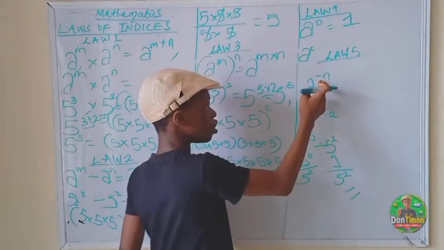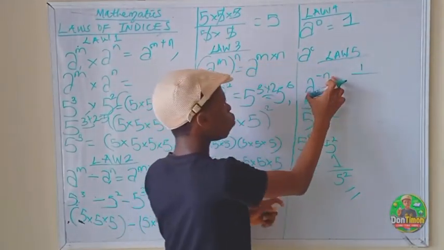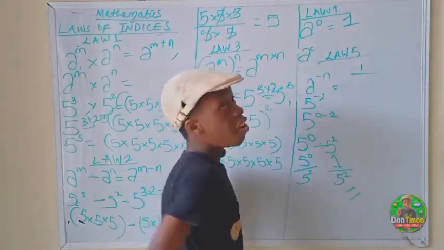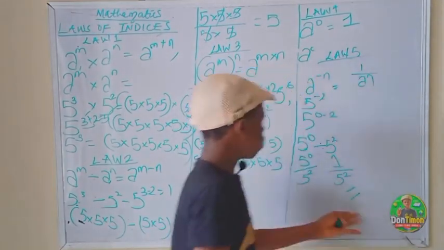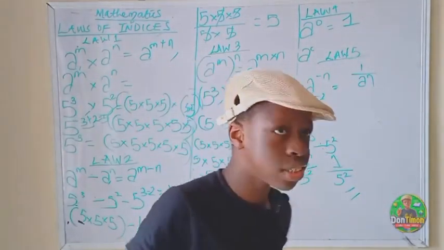The minus here will change to 1 over, and we put what is left at the denominator. You know what is left: a raised to the power of n. We put a raised to the power of n. It's basically our answer, which we got here in absolutely less time.